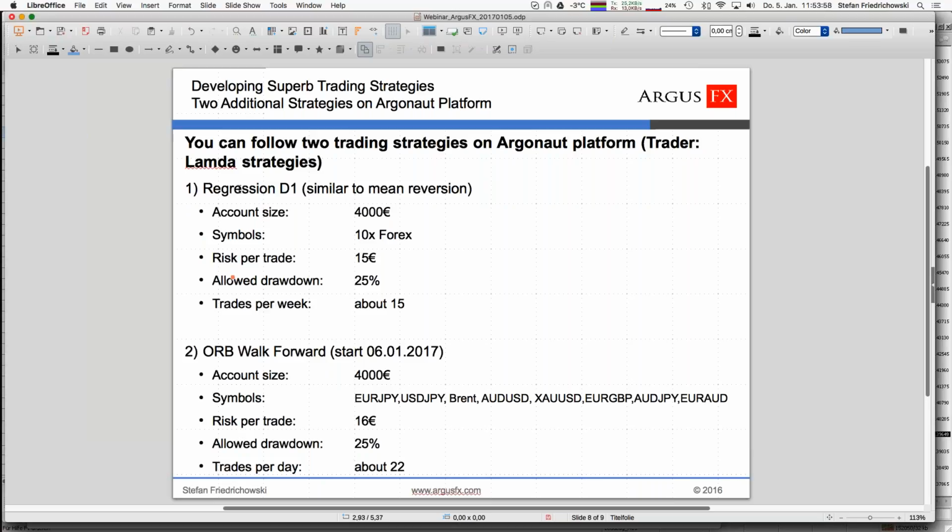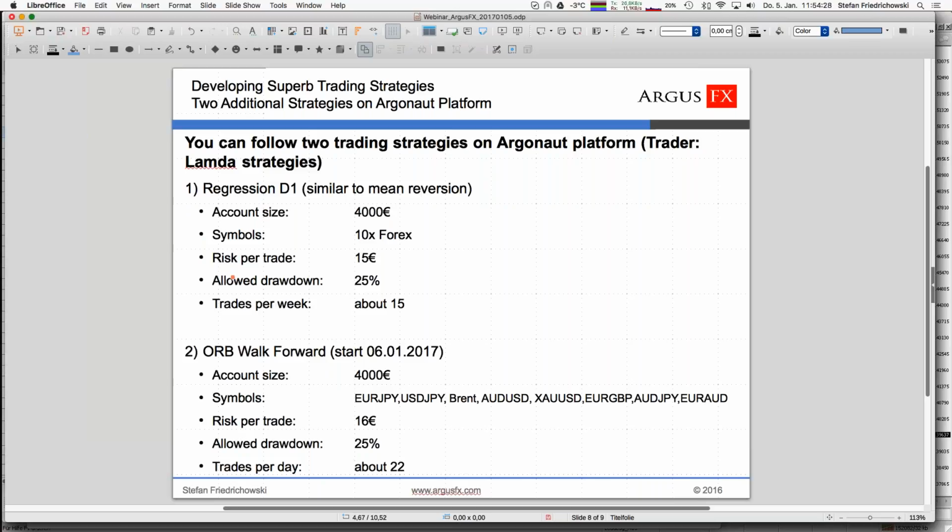Which is, from the basic principle, something very similar to a mean reversion strategy. For that strategy, I use a 4,000 euro account, and I trade 10 different underlyings with a risk per trade of 15 euros, and the allowed drawdown for the strategy is 25%. The trading activity is not that huge, about 15 trades per week.